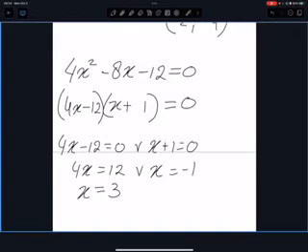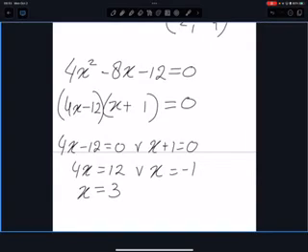There we go. x equals 3 or x equals minus 1. Yo, where did you get that? No! Bro! You're going with a 1. Minus. Bro.